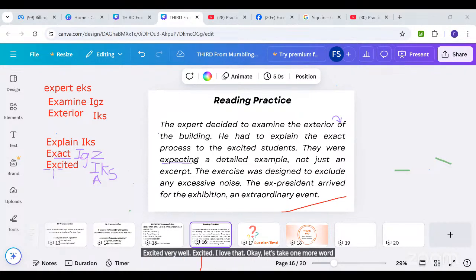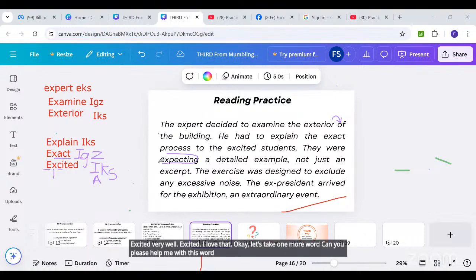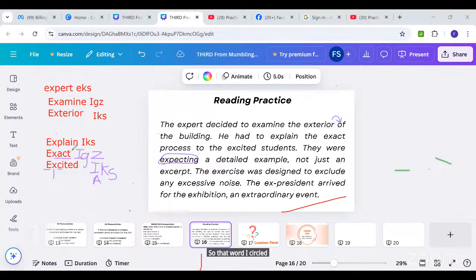Can you please help me with this word, sir, before you go? So that word I circled. I can't see clearly. Okay, let me write it out. Okay, I can see. Expecting. So what part of that word are we stressing?